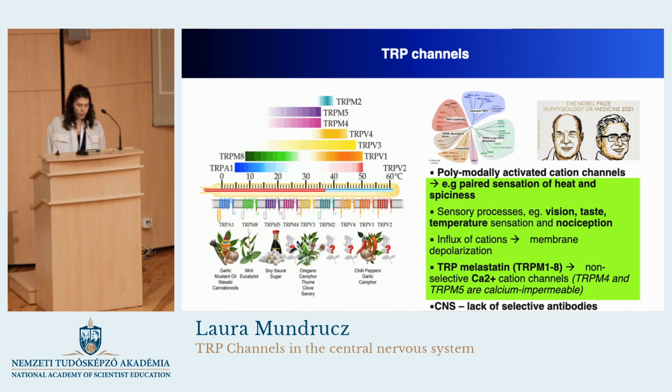And since they are cation channels, they have a huge impact on membrane depolarization. Now, concerning the current scope of this presentation, we're going to discuss two TRPM channels in detail. TRPM stands for melastatin here. In general, these TRPM channels are calcium channels, with the exception of TRPM4 and 5, which are impermeable to calcium. Now, the role of these channels in the peripheral nervous system is pretty well understood, but their existence and function in the central nervous system is not so well discovered. One good reason for that would be the lack of selective antibodies. So clearly, if we want to find these channels, we need new techniques.